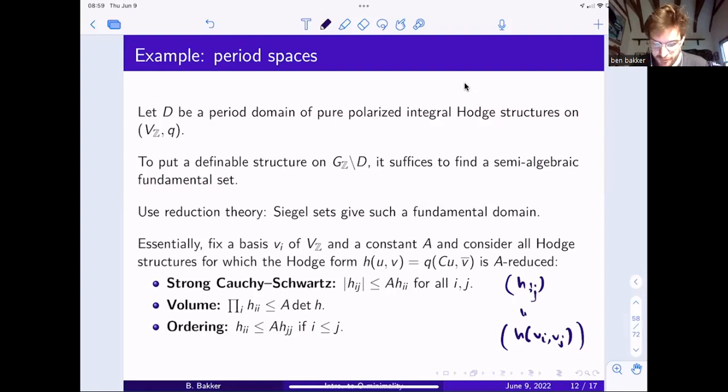I want to fix a basis, and I want to look at those Hodge structures within D for which the Hodge form is reduced with respect to that basis. Okay, is it always possible to find such a basis? Like for any Hodge structure? Yeah.